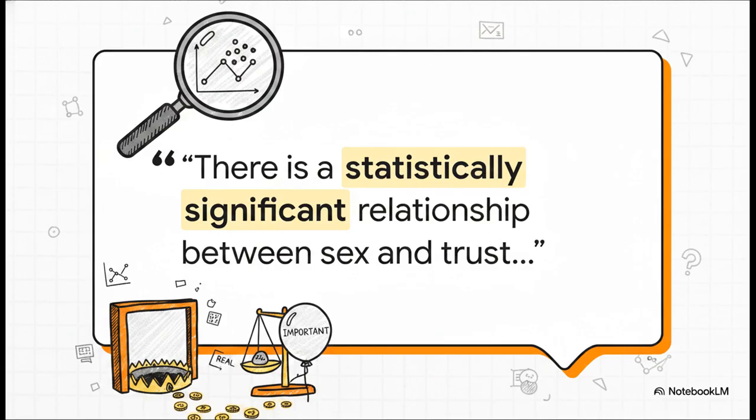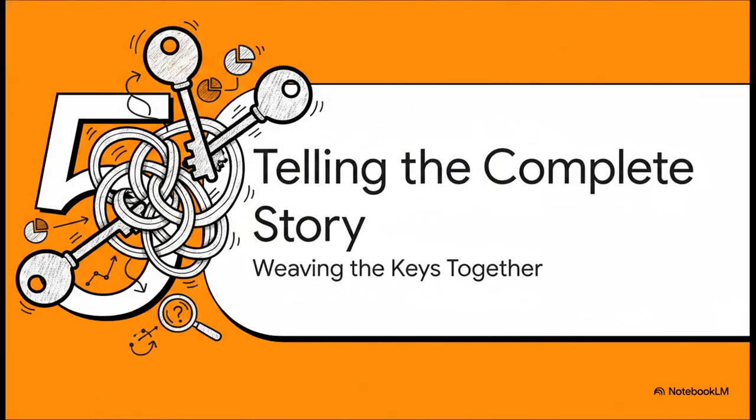And this is the most common trap of all, focusing only on significance. The relationship is statistically significant. Okay, that might be technically true, but this is a huge pitfall. Just because a finding is statistically real does not mean it's practically important. The effect could be so incredibly tiny that in the real world, it's basically meaningless. So, the goal is to avoid all those traps by weaving all three keys together. Let's take a look at what a truly masterful, complete interpretation actually looks like.